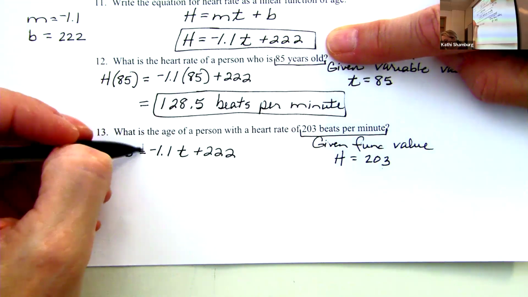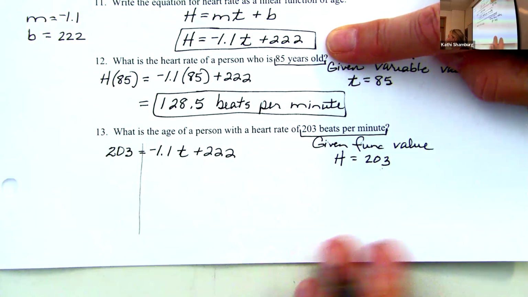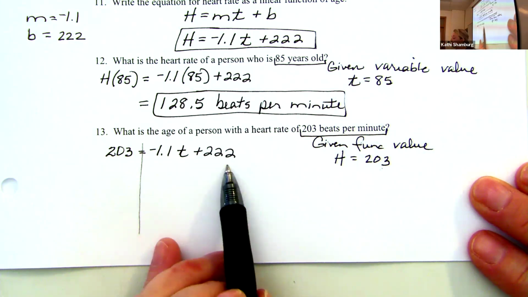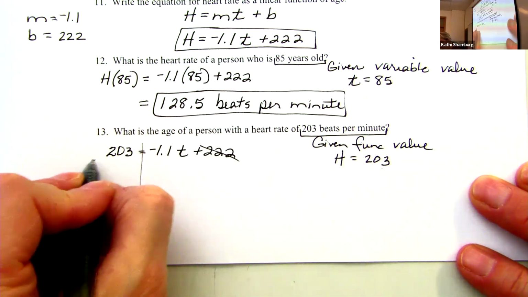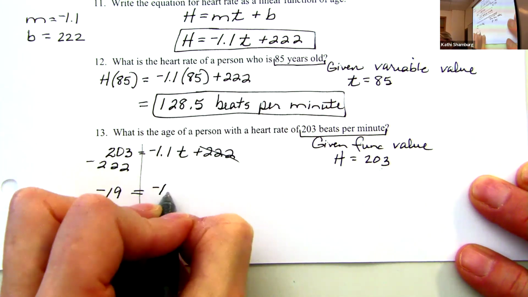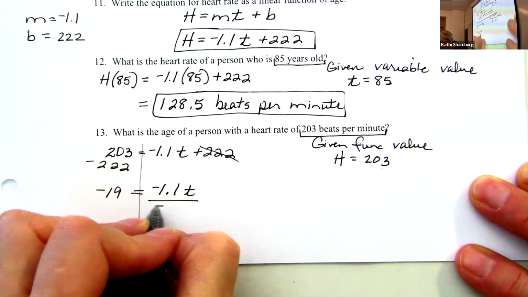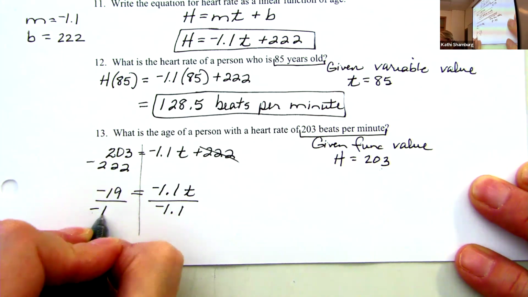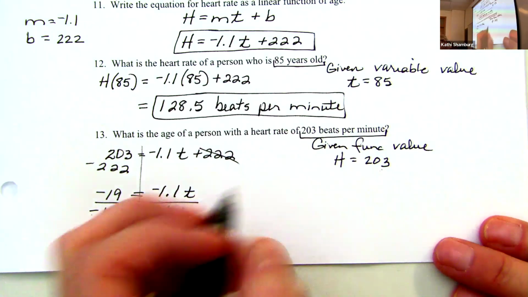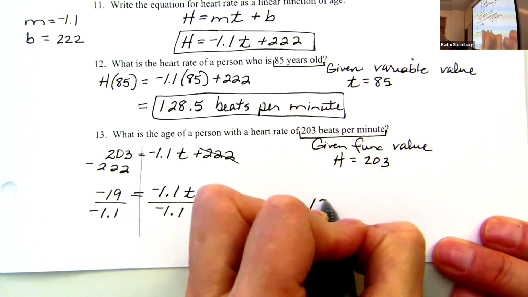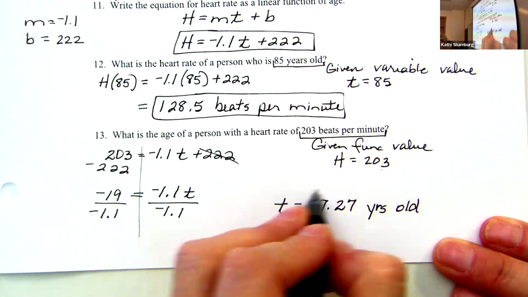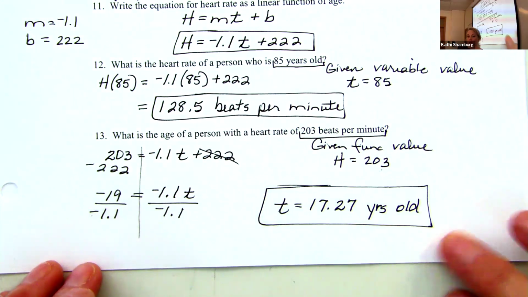All right, since the variable t is raised to the first power, I'm just going to solve it like a linear equation. So I need to move the plus 222, so we're going to subtract it. That gives me negative 19. So you might be going, a negative number, huh? But we're going to divide by negative 1.1. A negative divided by a negative is going to give me a positive, 17.27. That's good.